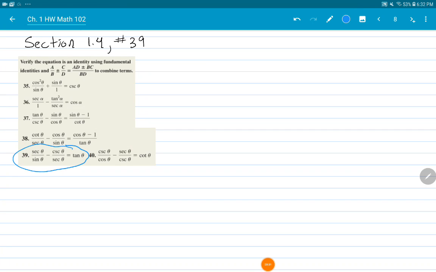In section 1.4, numbers 25 through 40, we are using this property of combining fractions to solve. So when I combine fractions, a over b, this one's going to be a minus, so instead of using plus and minus, I'll use minus c over d. To get that common denominator, I'm going to have b times d.